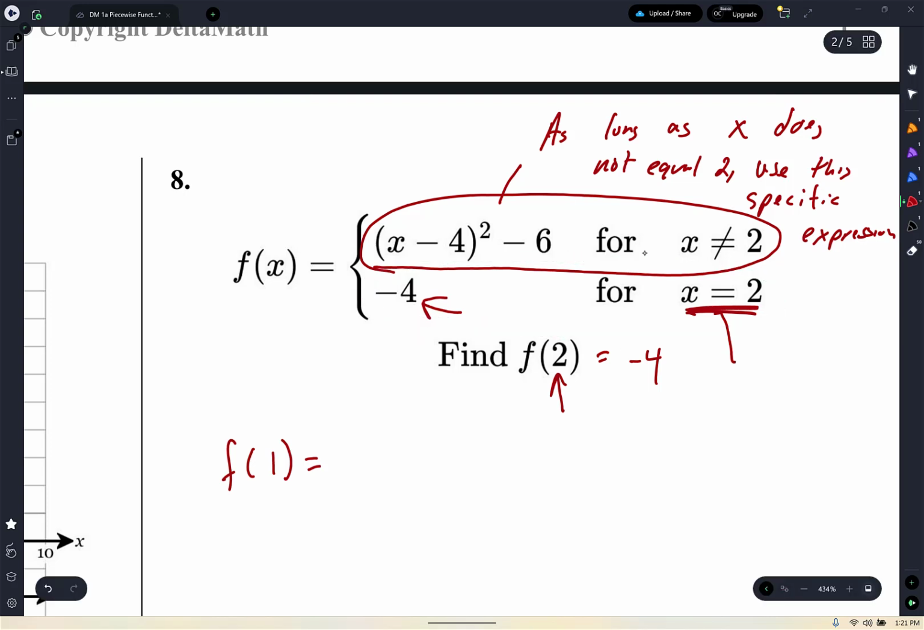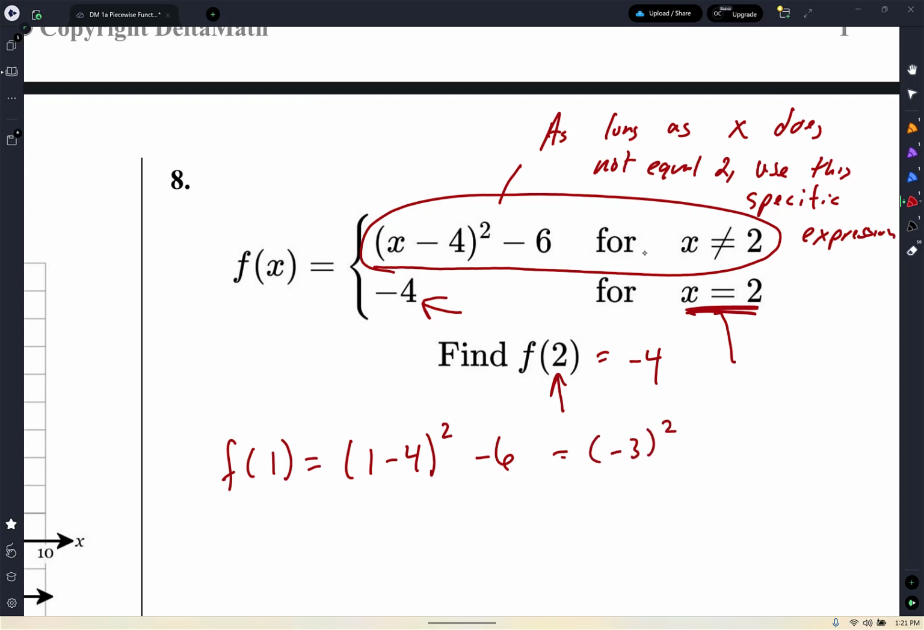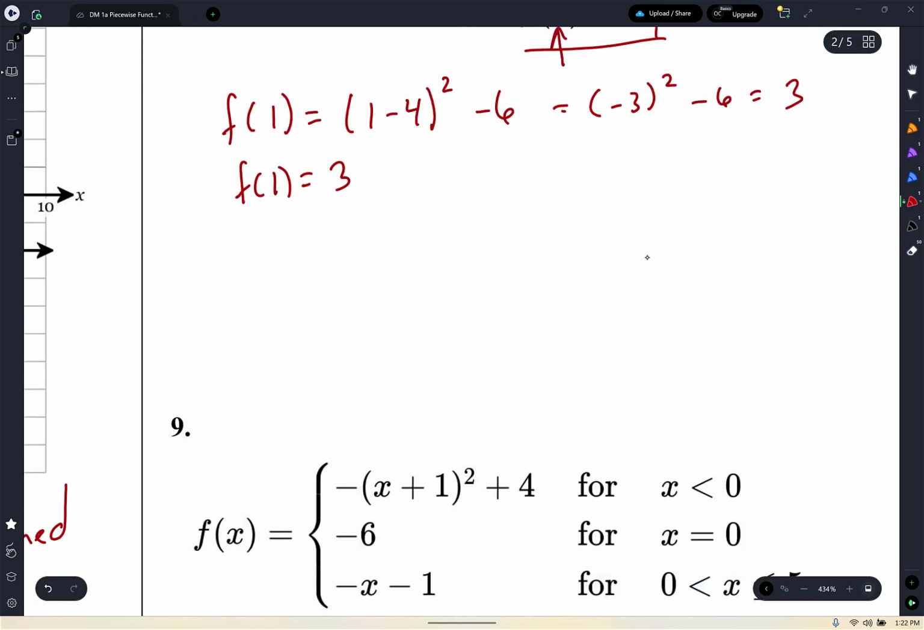So if it was f of 1, you go 1 minus 4, close it squared, minus 6. 1 minus 4 is negative 3. Negative 3 squared, negative times a negative is a positive, 9. So negative 3 times negative 3 is positive 9. 9 minus 6? 3. So if I were to ask f of 1, you would have told me 3. Does that make sense, guys? Perfect. So there it is. You got 2 examples for the price of 1. All right, let's keep going.